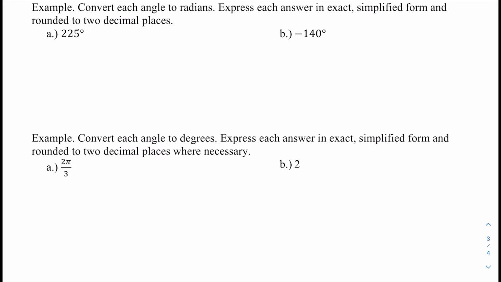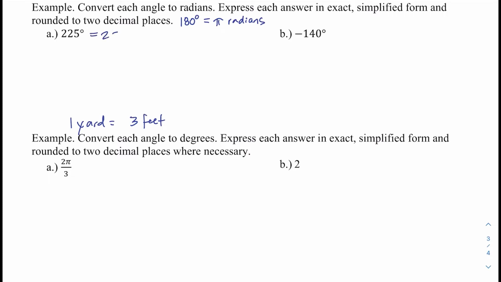The easiest way to convert degrees to radians and back is to use the fact that 180 degrees is equivalent to pi radians. So this is similar to how we would say something like, 1 yard is equal to 3 feet and do conversions that way. Okay, so let's go ahead and convert 225 degrees into radians.